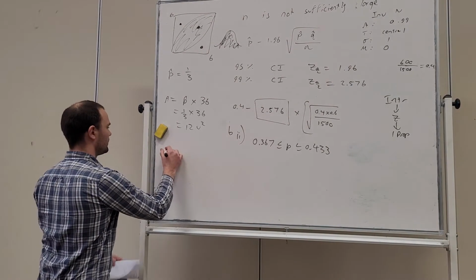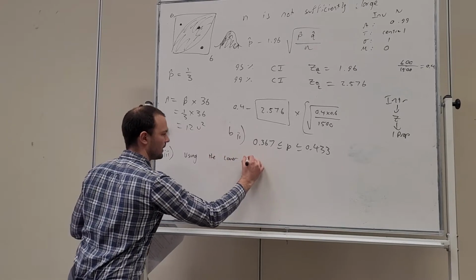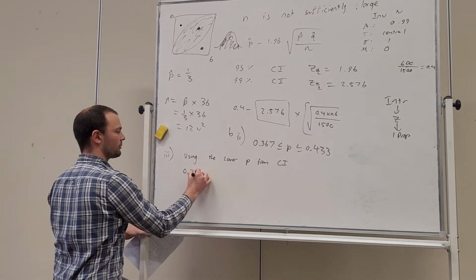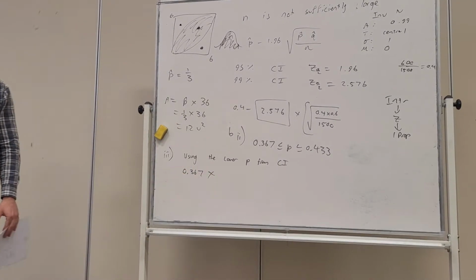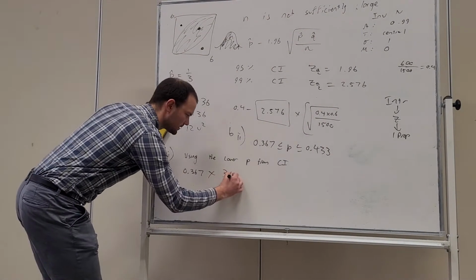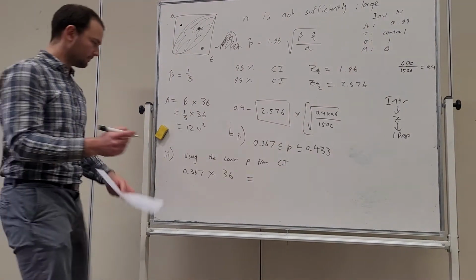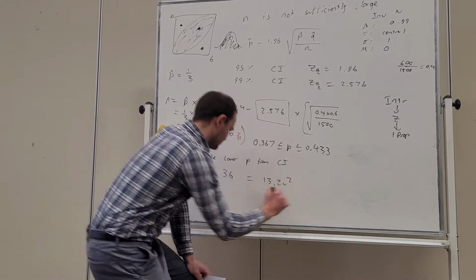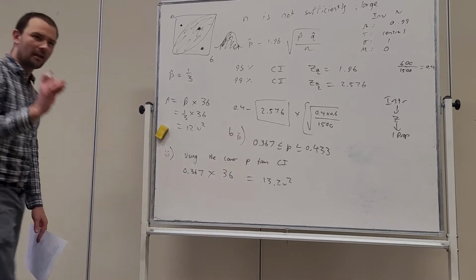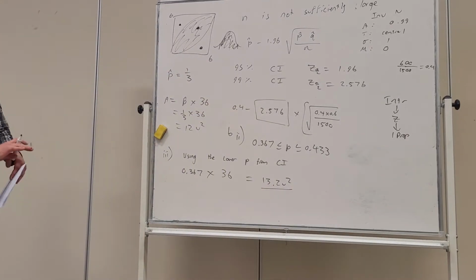So this is part 3. Using the lower P from the confidence interval, I can have 0.367 times the area of the square, the lowest possible value of P times the area of the square. The area of the square is 36, and I got 13.2 units squared. So based on our confidence interval, the shaded area could be as low as 13.2 units squared.